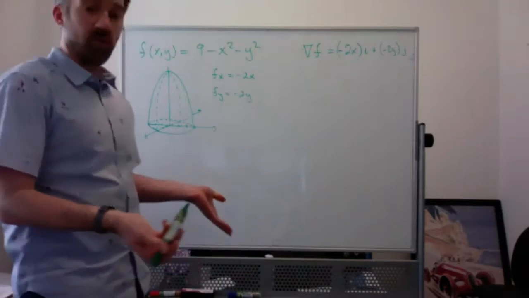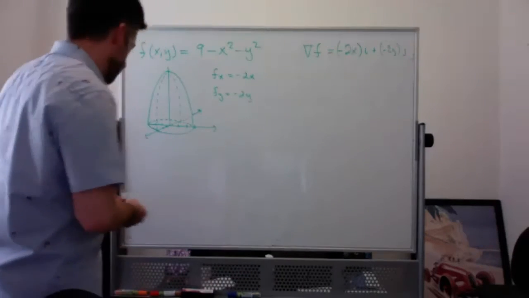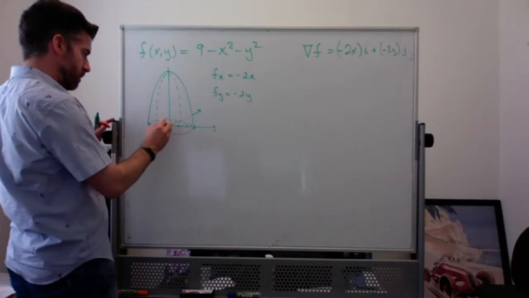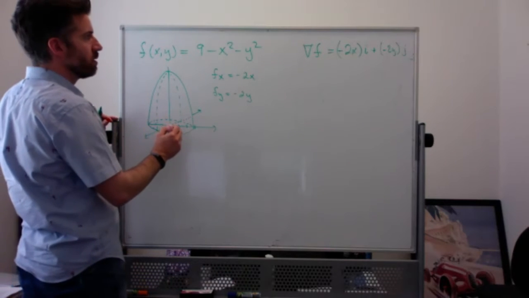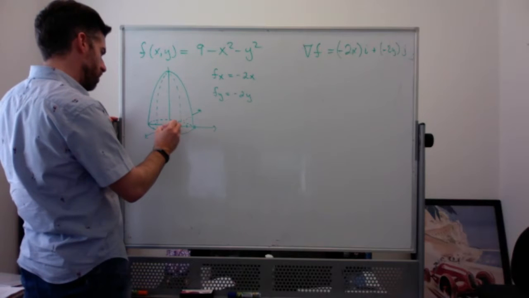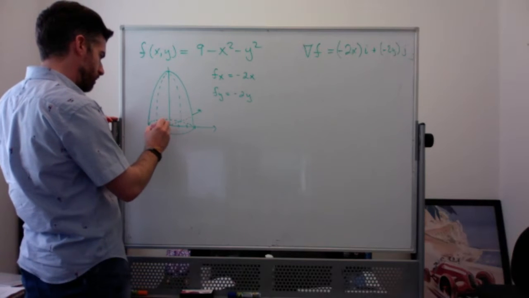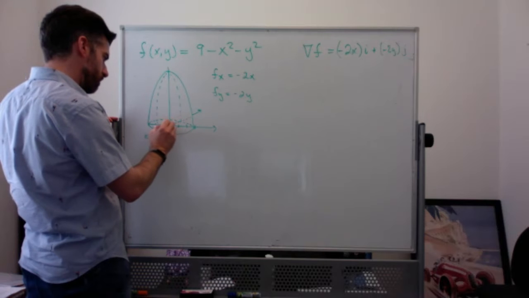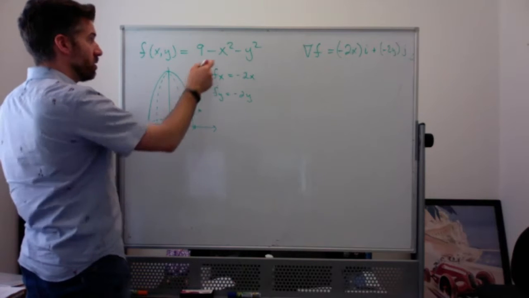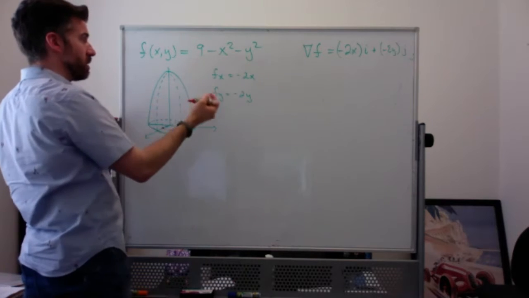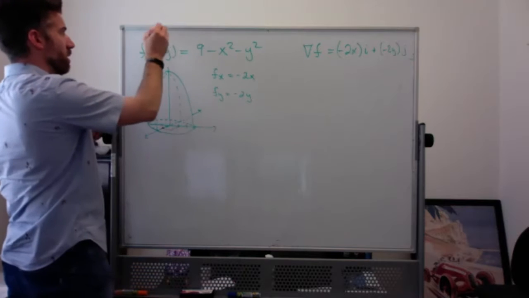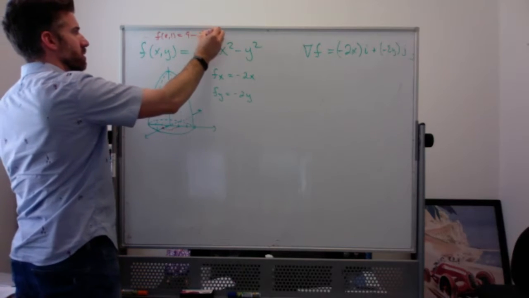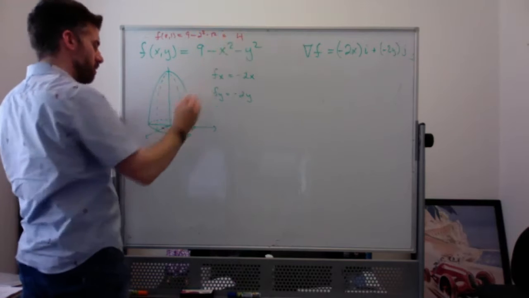And then we could find the gradient at a point. For example, on my surface here, I could look at the point, say, 2, 1. So out 2 in the x direction, over 1 in the y direction, and then up. So if x is 2 and y is 1, z is going to be 4, right? f of 2, 1 equals 9 minus 2 squared minus 1 squared equals 4.